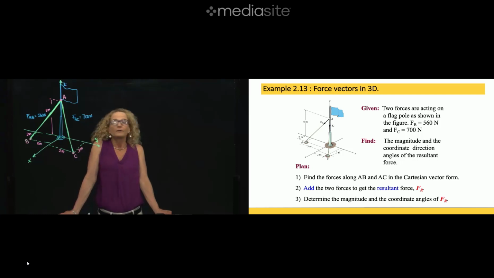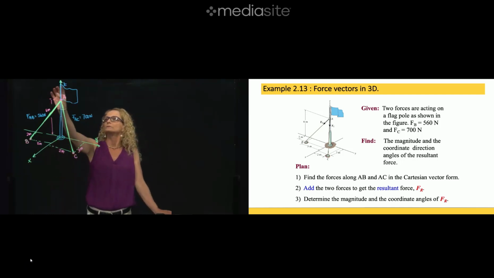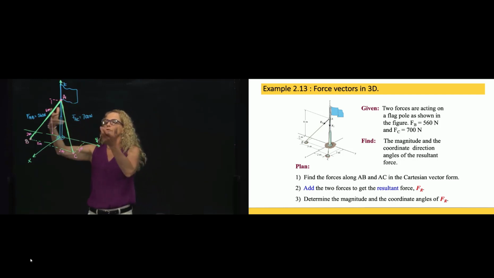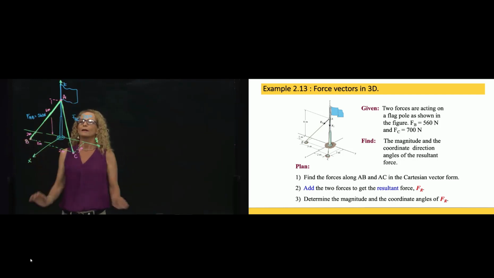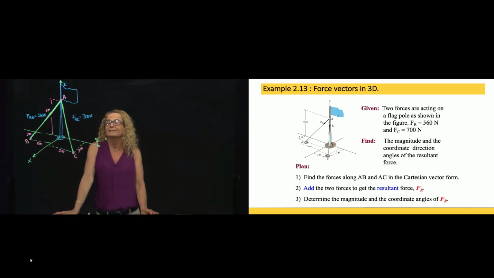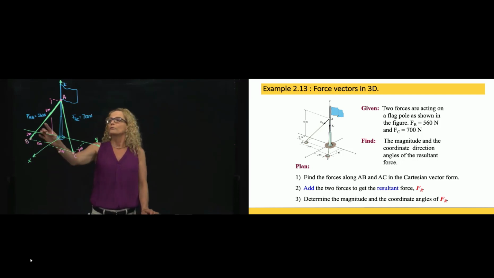So here we have a problem where we have a pole that is holding a flag, and that pole is sustained to the ground with two cables. They are giving us the forces that are developed in each of the cables, and they want us to find the resultant force of these two forces.